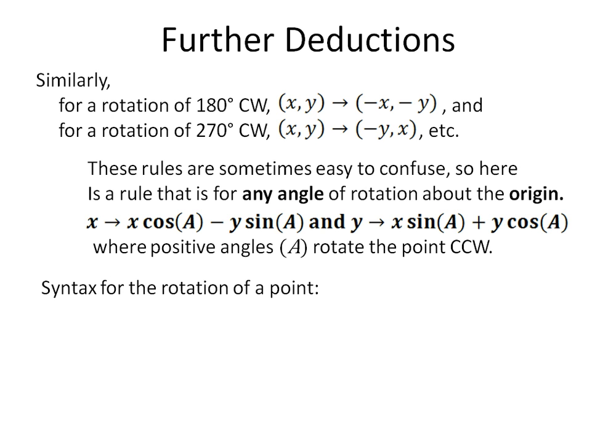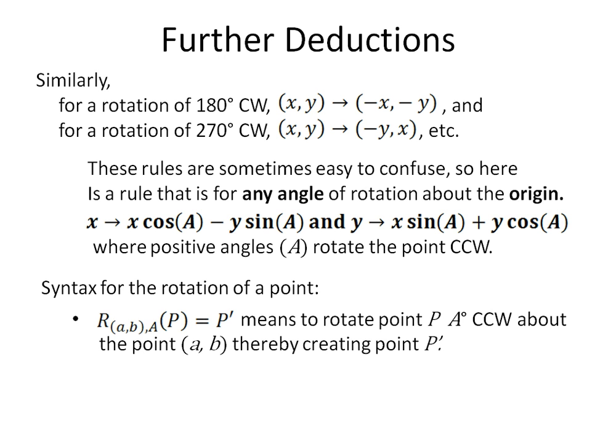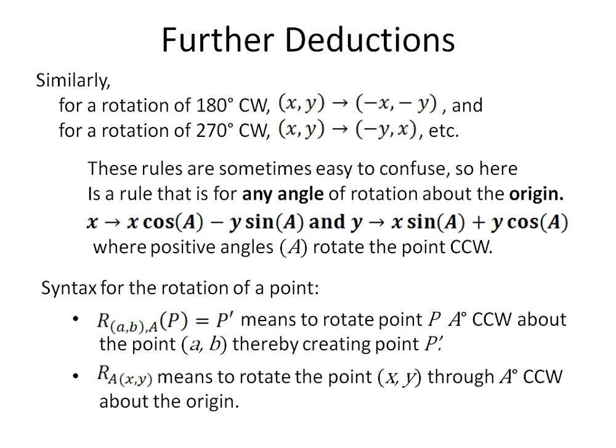Syntax for the rotation of a point. What you have here is a capital R, which means it's going to be rotated, and you notice that you have the subscript, then a capital A, meaning the angle, and then the P means that's the point you want to be rotated. This also means that it's always counterclockwise in this notation. Sometimes they'll flip the A first and put the (x, y) afterwards, which means to rotate the point (x, y) through A degrees counterclockwise.